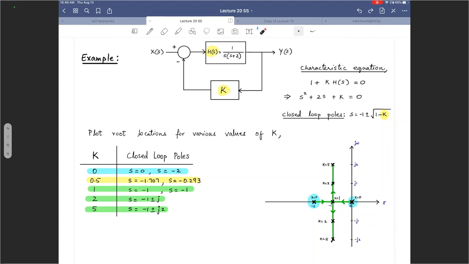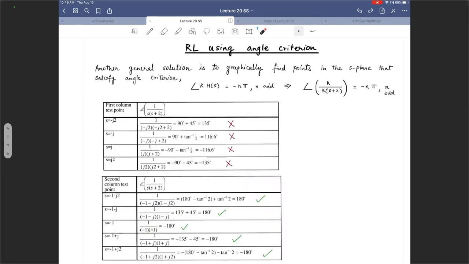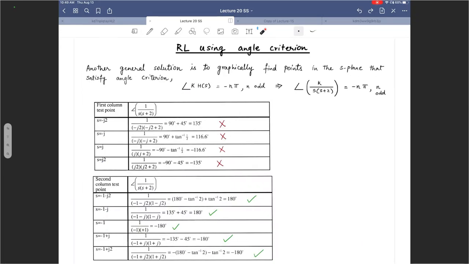So for me, this is almost like a puzzle, right? I have to follow these rules and sketch it. So it's almost like a puzzle and fun activity. Let's evaluate the angle criteria.